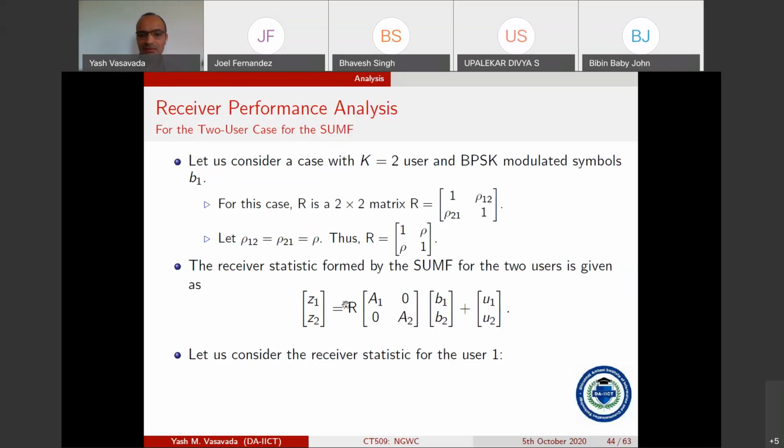All you have to do is just look at the equation. R is given by this. Sir, it will be A1 B1 plus rho A2 B2 plus U1. Correct. So the decision statistic is the same as before, A1 B1 plus U1, but now there is this A2 B2 times rho term coming in. This is the interference from the second user as it appears on the first user's SUMF output.